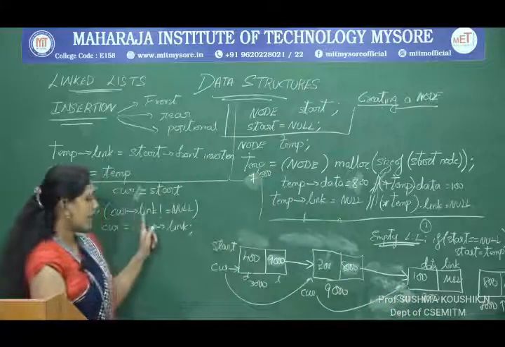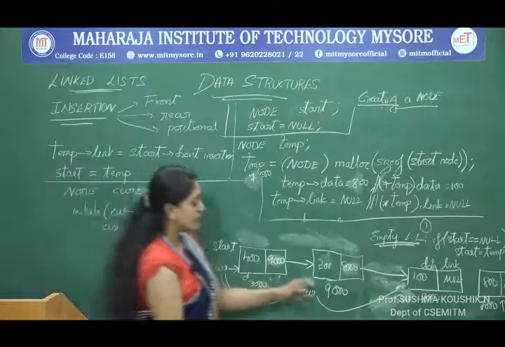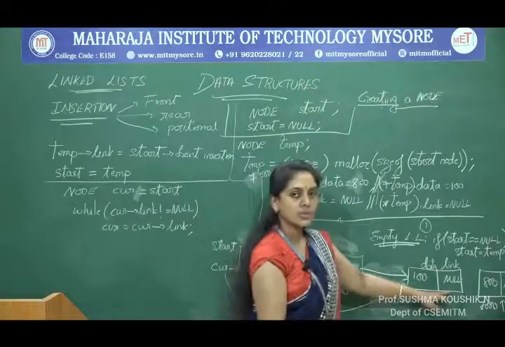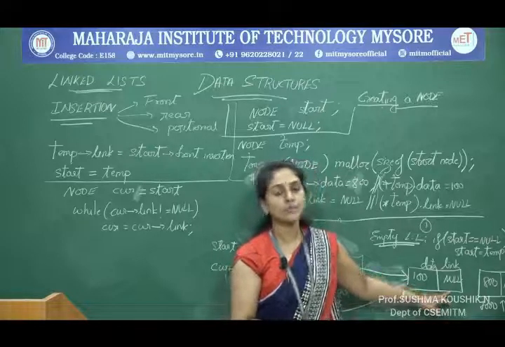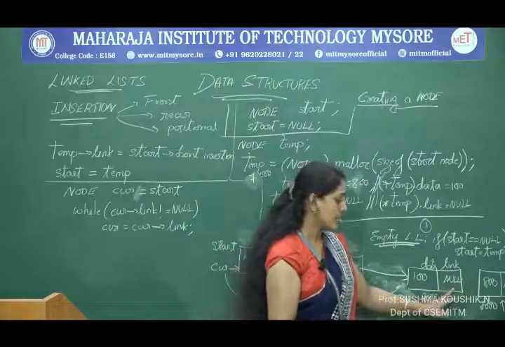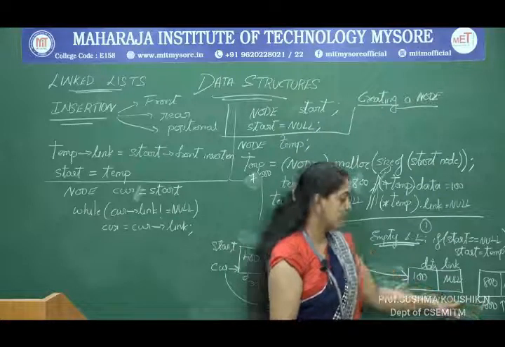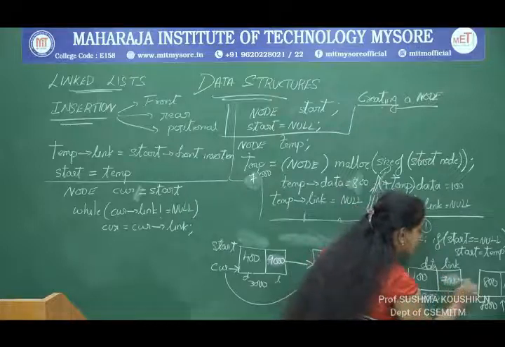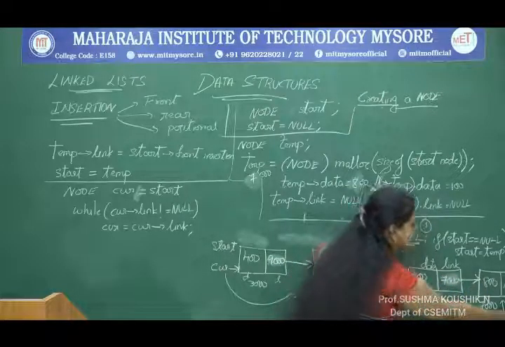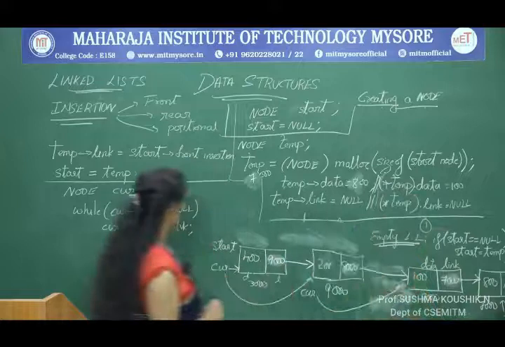Now it is again checking: is current of link not equal to null? No. Current of link is now null. So what am I supposed to do here? Current of link needs the new address which I have to place over here. What is the new address? 7000. So this new address is held by what? The temp variable. You are right.